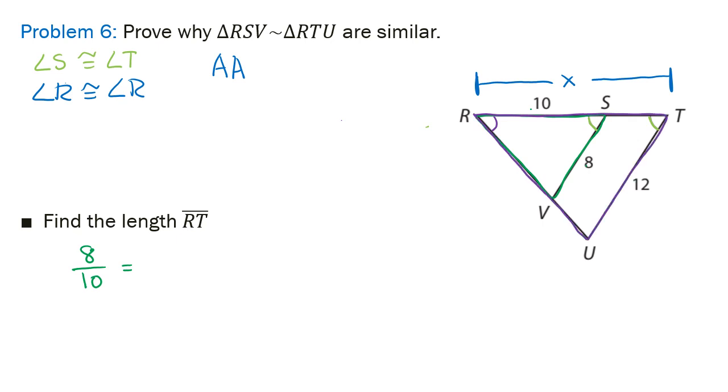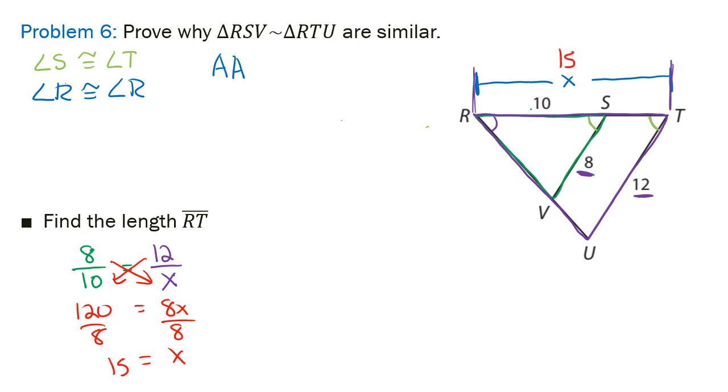Now remember in the first fraction I pulled the 8. I pulled information from this part. Its corresponding part to the other triangle is the 12. So that has to go in the numerator. And the length of here, which is the x, will have to go on the bottom. So now we just cross multiply. 8 times x is 8x. 10 times 12 is 120. Divide by 8 is going to be 15. So we know this whole length is 15.